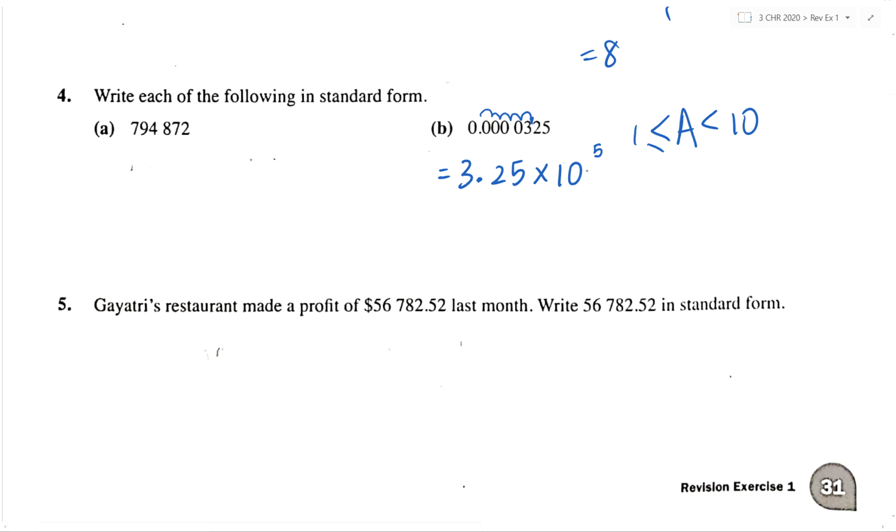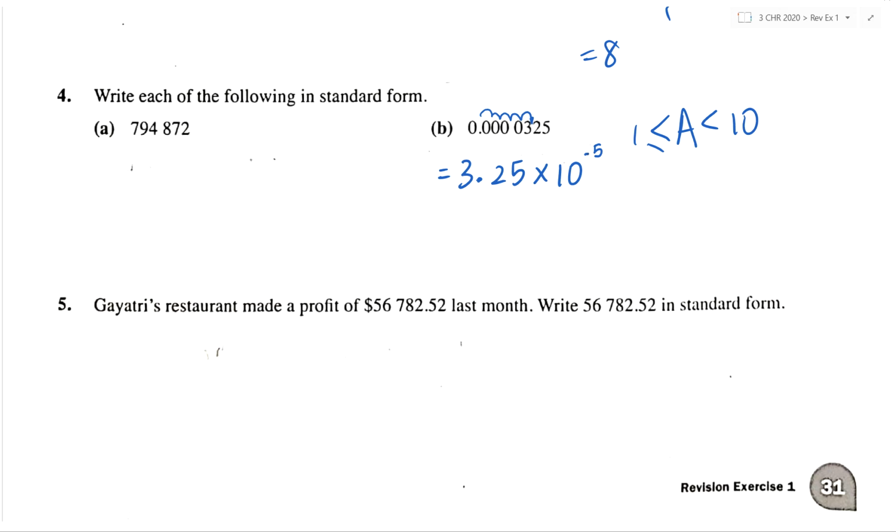Okay, so how do we check? Think about it, 10 power 5, is it a very big number? Very, very big. It is 1 with 5 zeros. This huge number times 3.25, the answer is very big, right? So it cannot be positive. If it is negative, it will become a very tiny number. And we can verify our answers using our calculator again. 3.25 times 10 to the power of negative 5 gives 0.0000325.